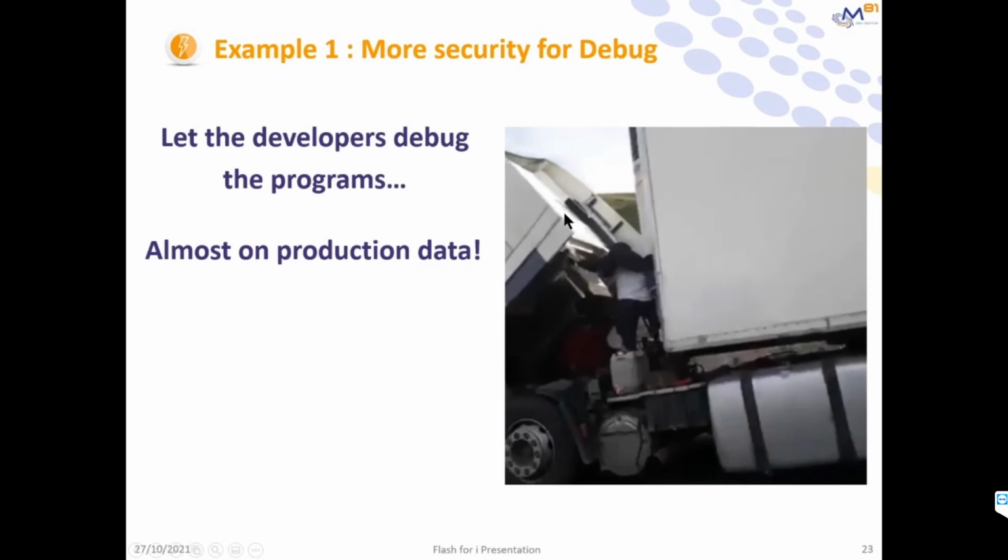When you have developers or debuggers working on the production system, it's exactly like this. You have a truck with someone working on the engine while the truck is rolling, while the truck is on the road. And when you make debug on the production system, it's exactly the same. It's a bit dangerous. So not a good idea.